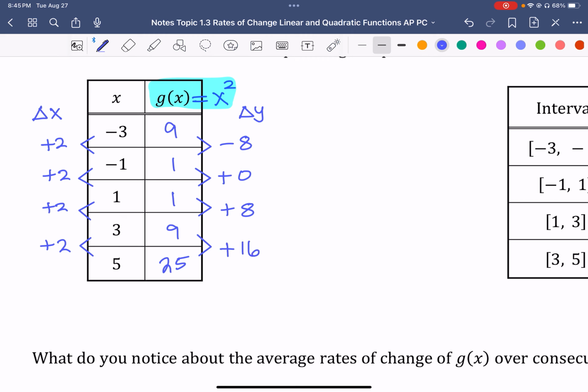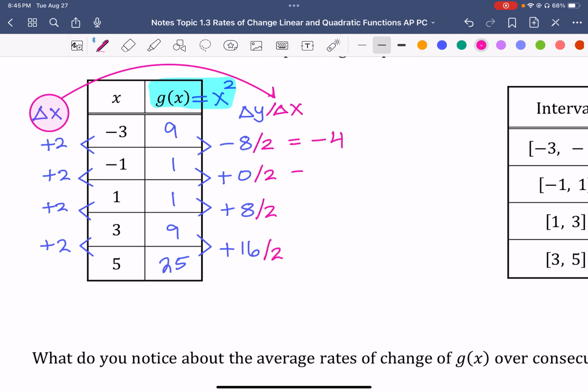Okay, but remember, we have not actually found the average rate of change until you grab all of your changes in y and divide them by your changes in x on the other side. Okay, so all of my changes in x were 2. So that's going to make this easier. I'm just going to divide all of them by 2, and then I'm going to simplify. This equals -4, 0, +4, and 8.